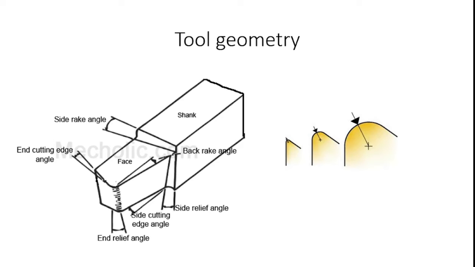In that there are back rake angle and side rake angle available. What is meant by back rake angle? Back rake angle may be positive or negative, but it is the downward slope of the top surface of the cutting tool from the nose to the rear along the longitudinal axis, as here. The back rake angle is available on the tool face.